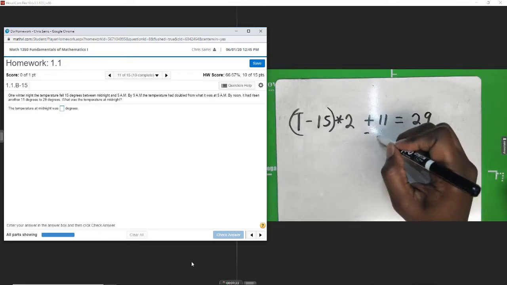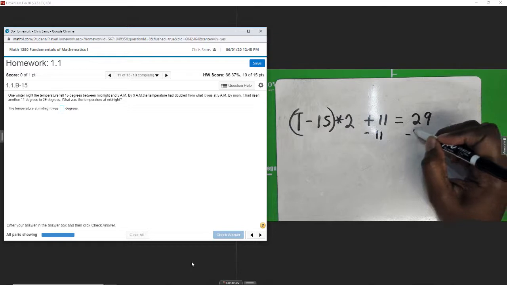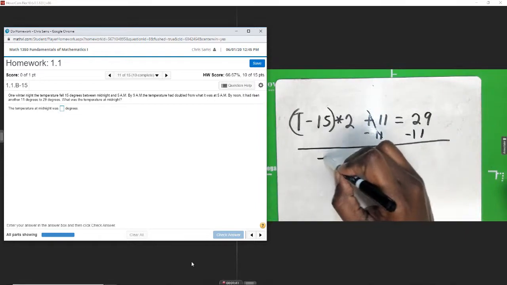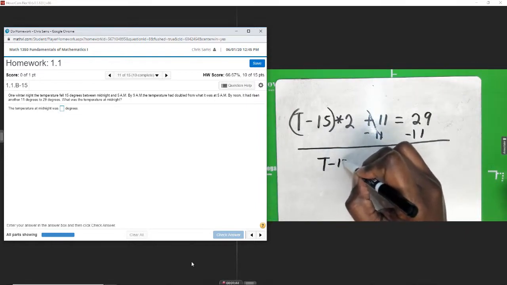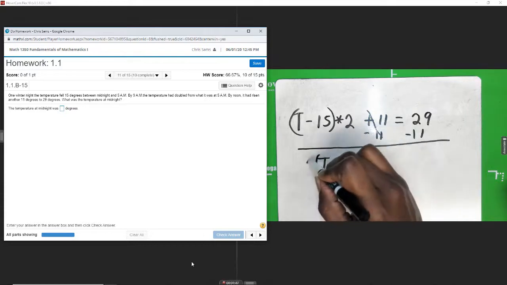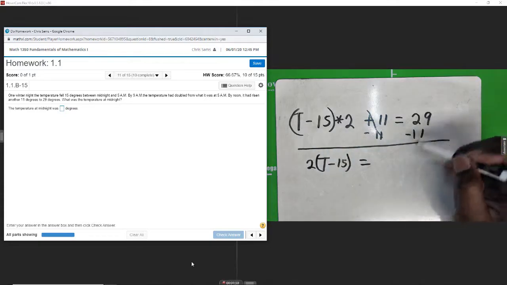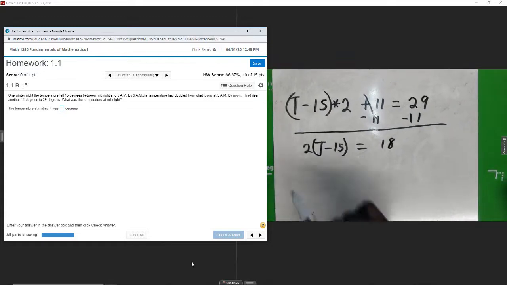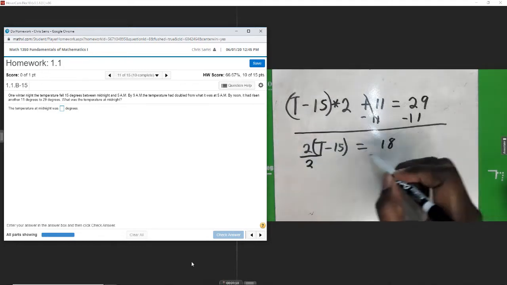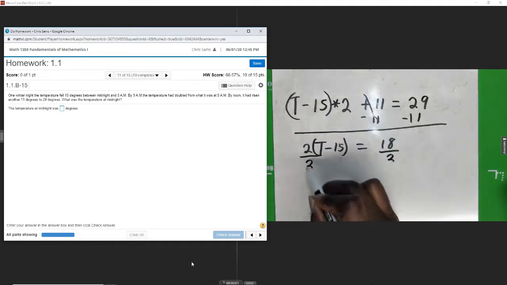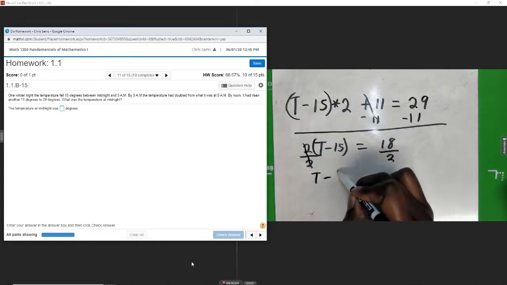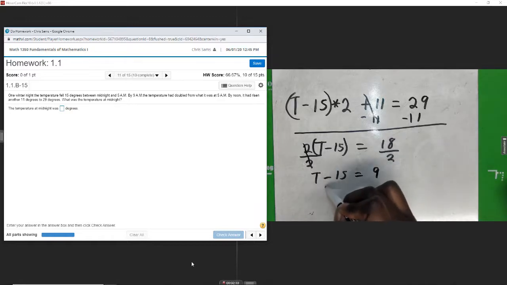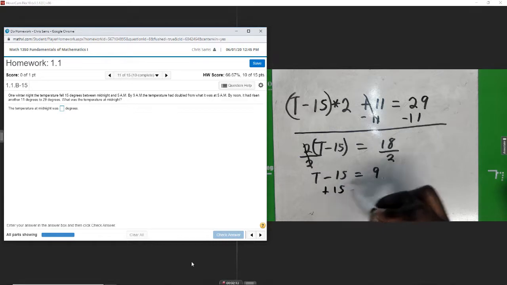So I'm going to subtract 11. Undo that, and that will give me this T minus 15 times 2. Just put the 2 out front. Equals, this is going to give me 18. All right. Now I'm going to divide by 2 to get rid of this guy. Divide by 2. And that will give me T minus 15 equals 9. And then we will add 15 to both sides.